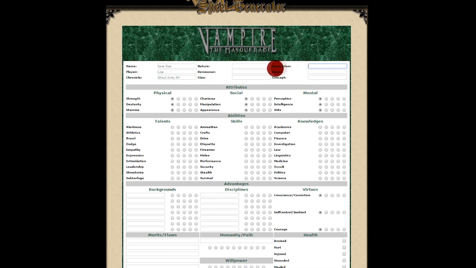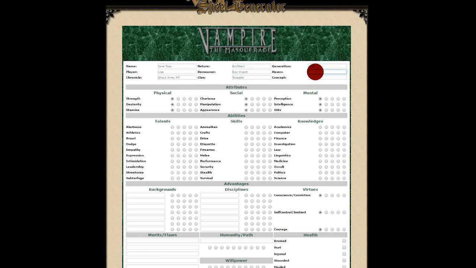Okay. So I'm actually gonna fill this out. I'm just gonna put in some random stuff. What's the other one? See, I don't have the book on me right now. I'm just gonna put something in there again. And clan trader again. So generation is gonna be 12th, so I can show you later.